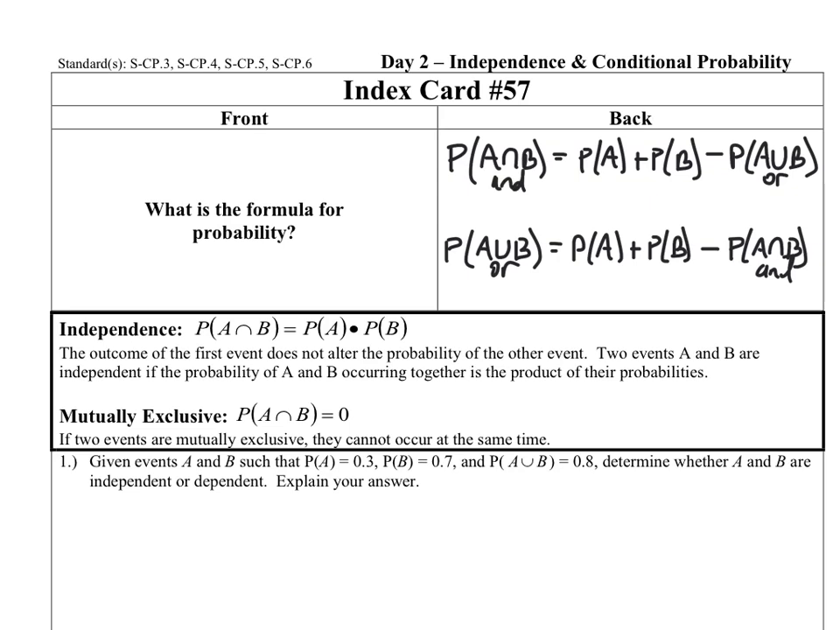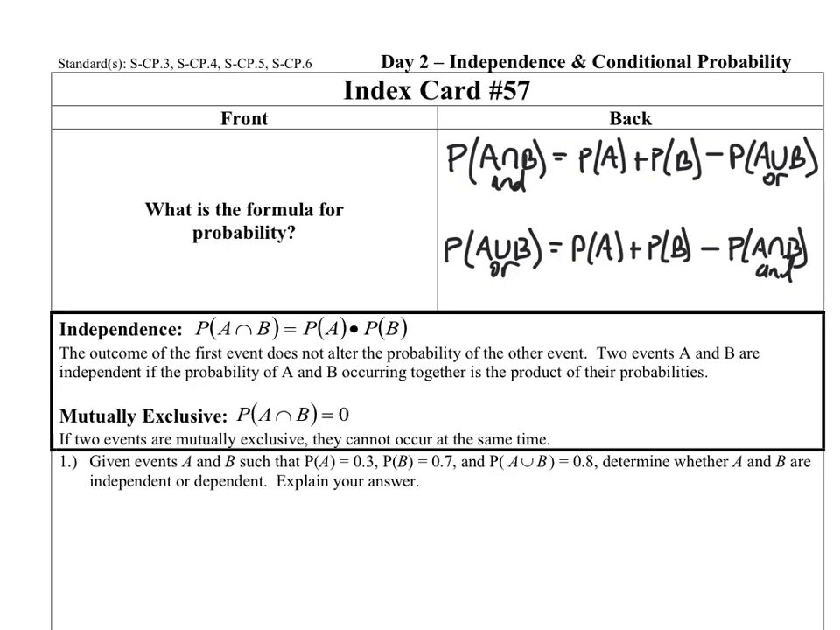All right, so today we're going to talk about independence of two events. Independence means the outcome of the first event does not alter the probability of the other event. Two events A and B are independent if the probability of A and B occurring together is the product of their probabilities. So if you find A and B, it's the same as finding the probability of A times B. Two events are mutually exclusive if the probability of A and B equals 0. That means that they cannot occur at the same time.